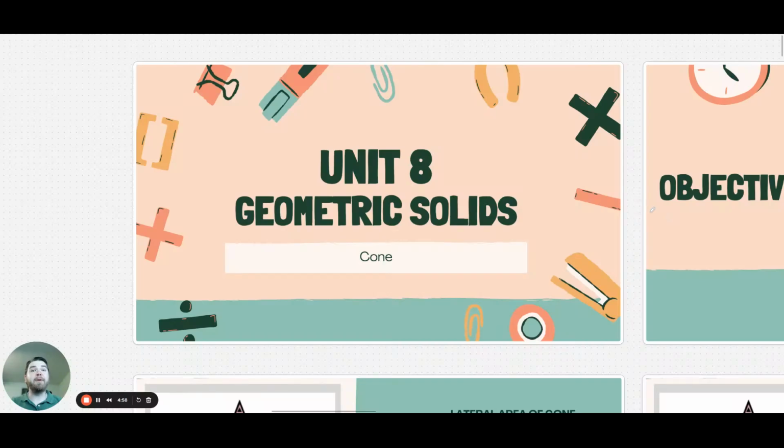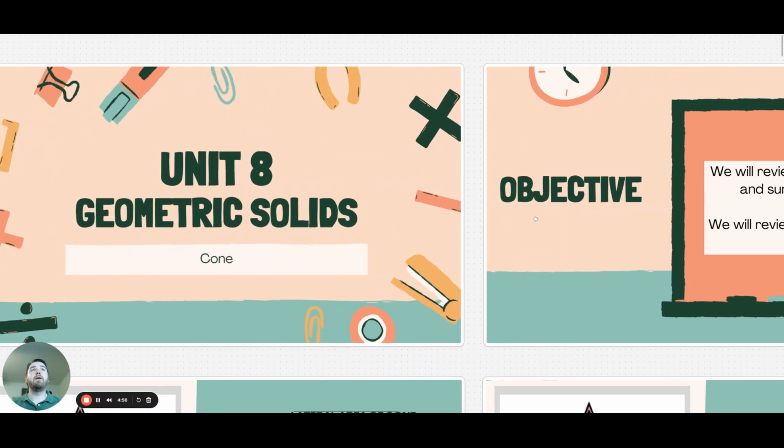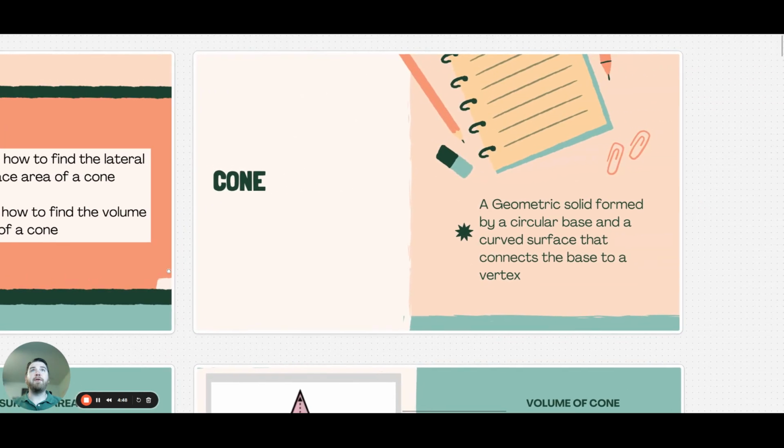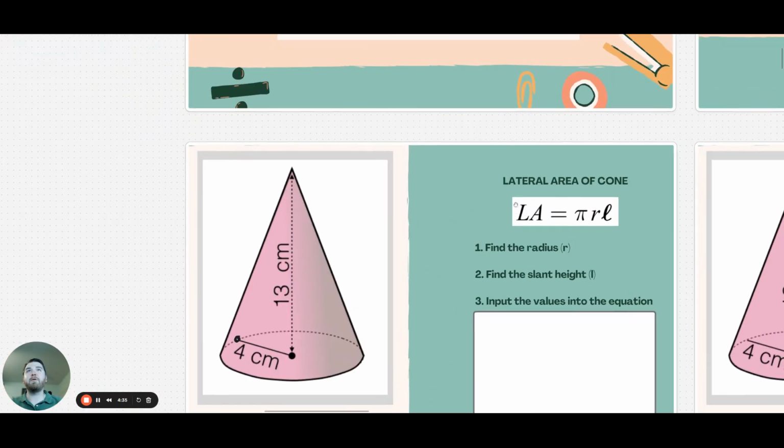Solid today, that geometric solid is a cone. And so our objective today is that we're going to want to be able to take that cone and find the lateral area, the surface area, and the volume. So the formal definition of a cone is you have a geometric solid that has a circular base. So think of a circle on the base, and then everything is going to go up to a point at the vertex. So that's what a cone is. It kind of looks like this right down here.